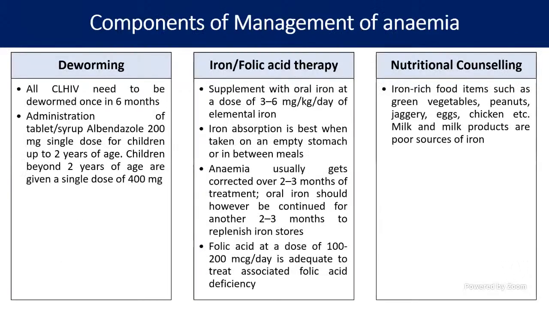So how do we manage this anemia? First you see that these children need to be dewormed. As I said already, worm infestation itself is a very important cause of anemia. So first you deworm these children. How will you do that? You have to give albendazole. How much will you give? Children up to 2 years, you will give 200 mg of albendazole, and above 2 years, you will give 400 mg. But this is only a single dose.